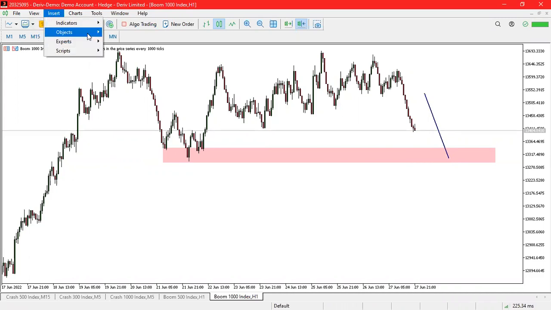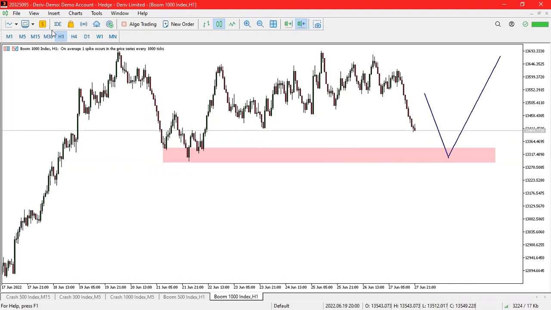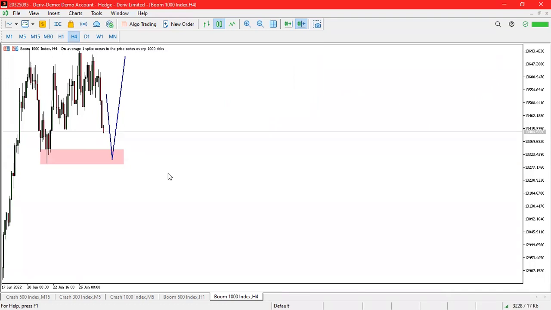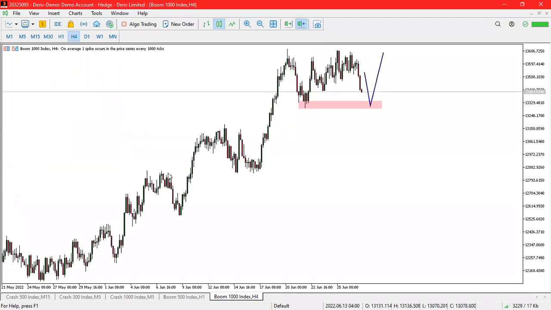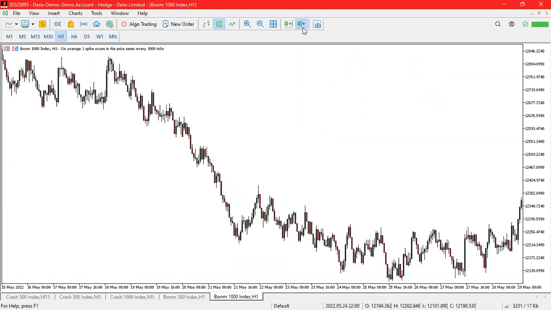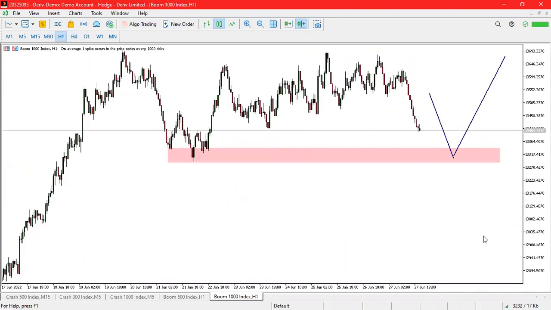This is Boom 1K. Let's check the overall trend using a 4-hour chart. You see, it's still trending up. That's the only key level that you can buy on. This is Boom 1K, so let's have patience and wait.